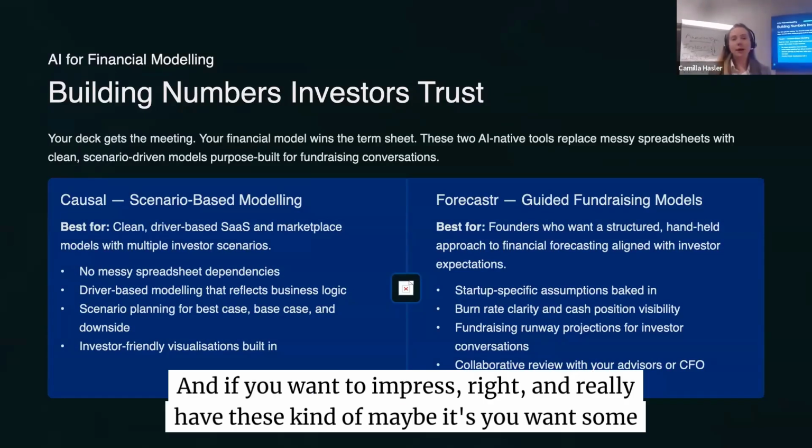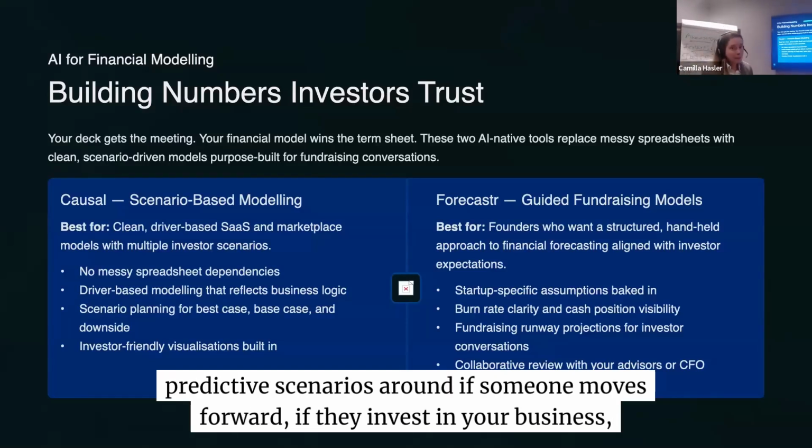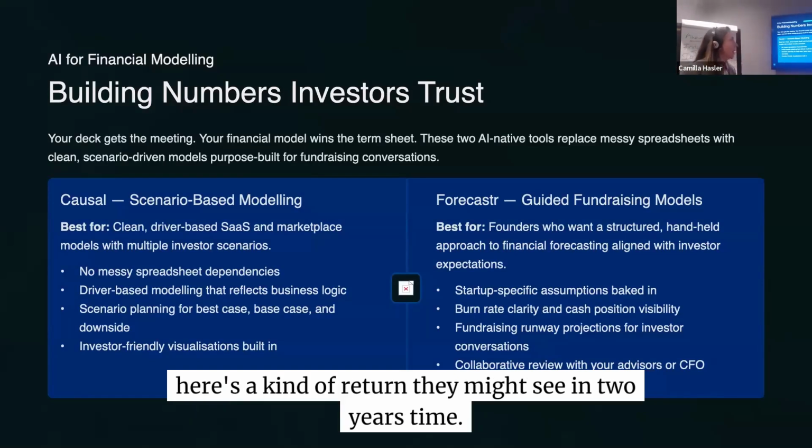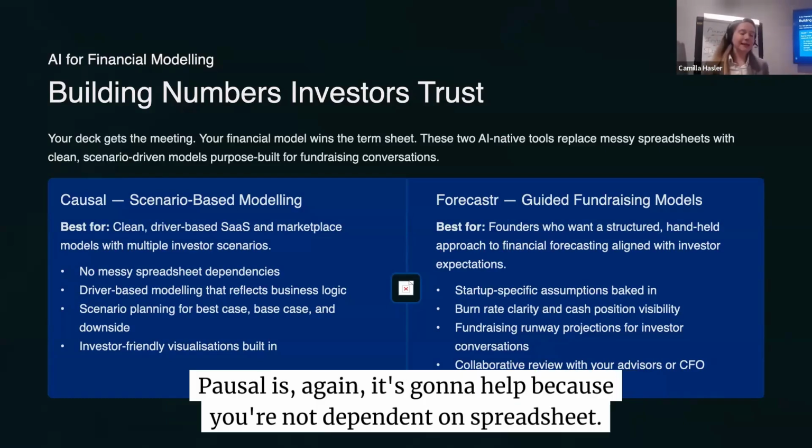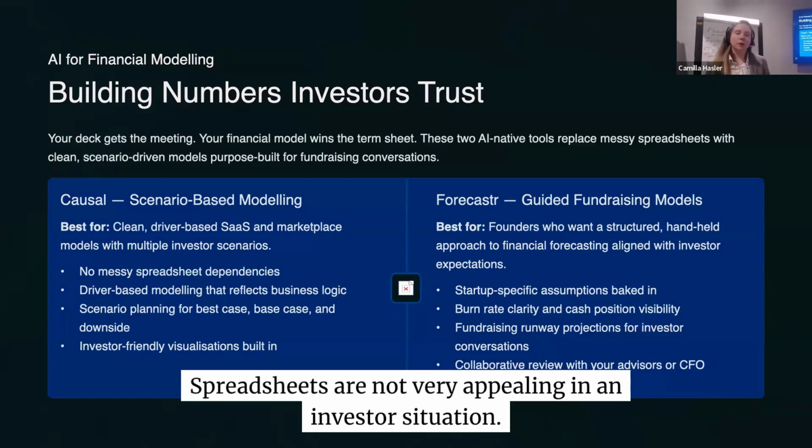And if you want to impress, and you want some predictive scenarios around if someone moves forward, if they invest in your business, here's a kind of return they might see in 2 years' time. If you want to create some kind of scenario-based modeling, then Causal is going to be a really great option and tool. Causal is going to help because you're not dependent on a spreadsheet. Spreadsheets are not very appealing in an investor situation.